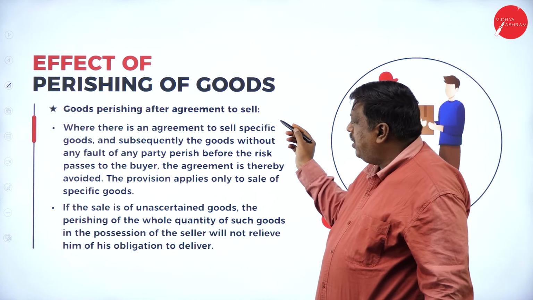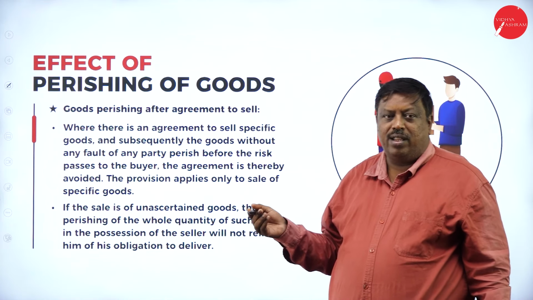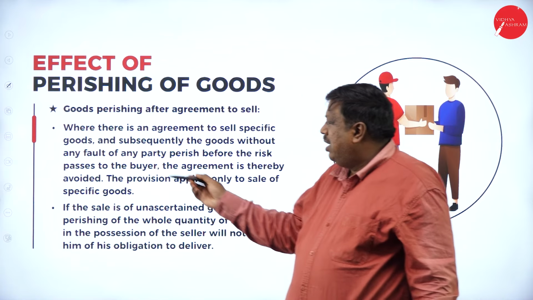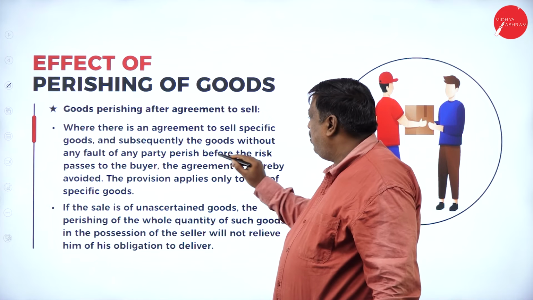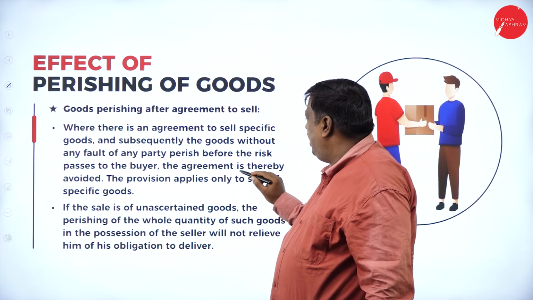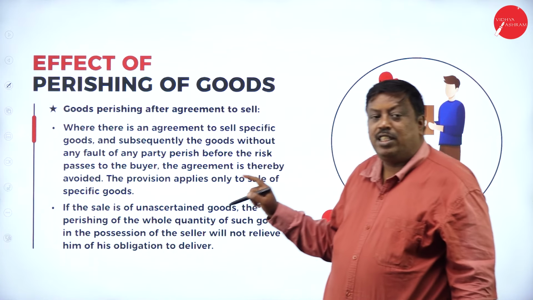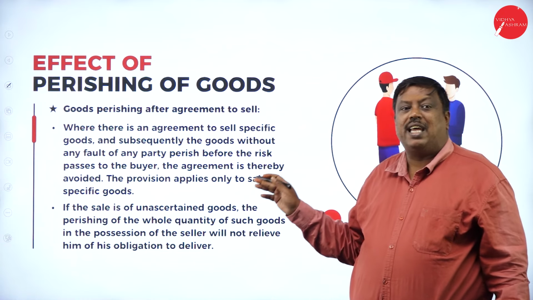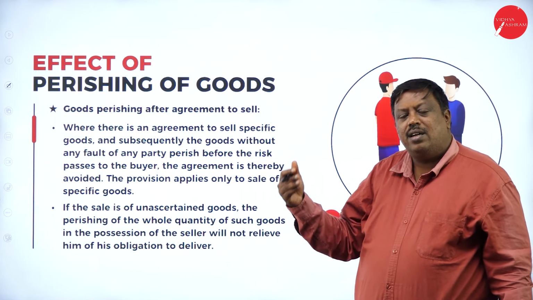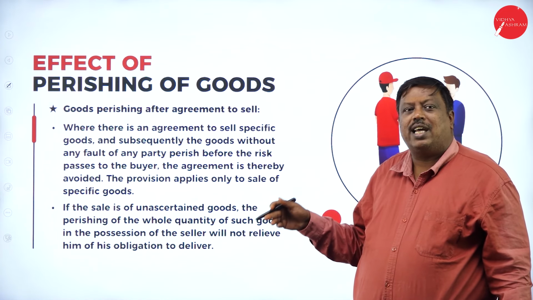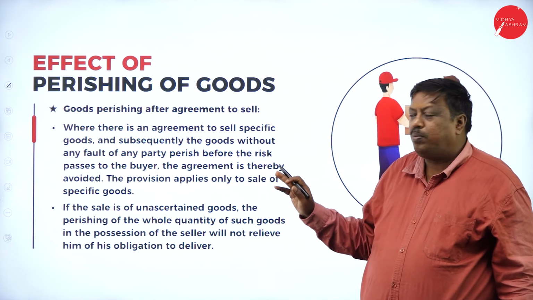Goods perishing after agreement to sell. When the goods have got damaged after the agreement of sale, where there is an agreement to sell specific goods and subsequently the goods without any fault of any party perish before the risk passes to the buyer, the agreement is thereby avoided. The provision applies only to sale of specific goods. Only for specific goods is this concept accepted, where the contract between the seller and the buyer will be void because the goods have been damaged. For all other types of goods, this concept is not adopted.